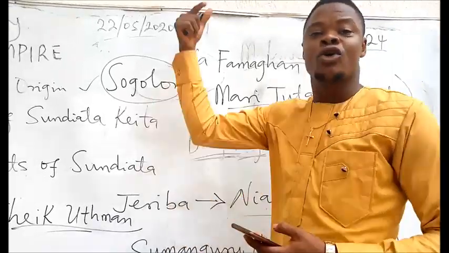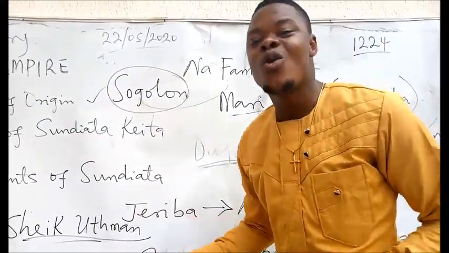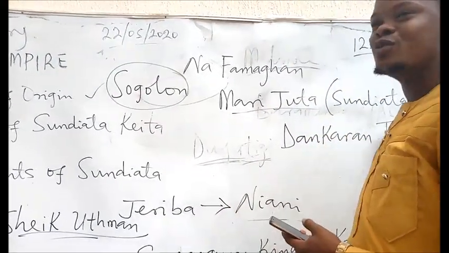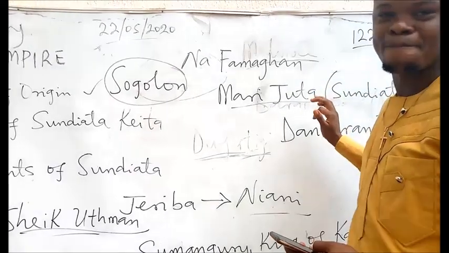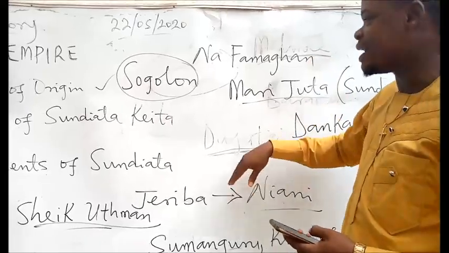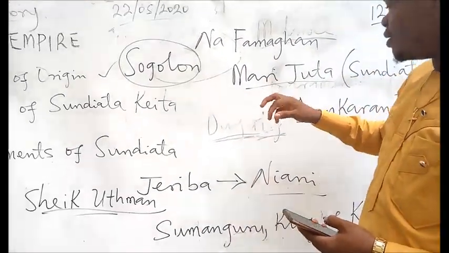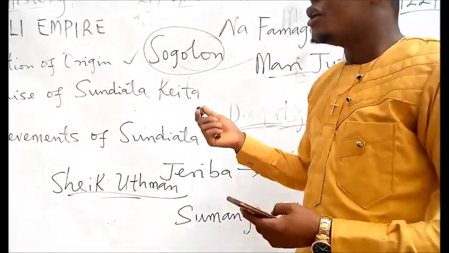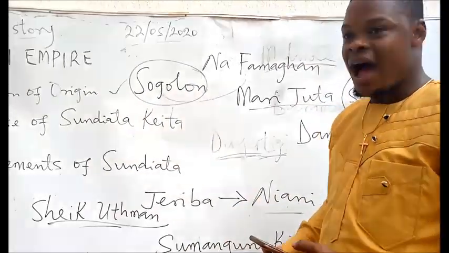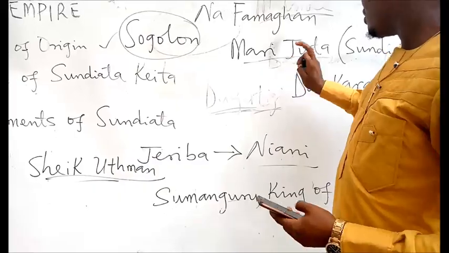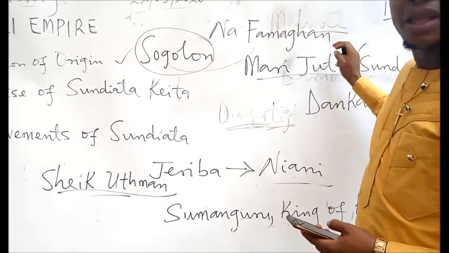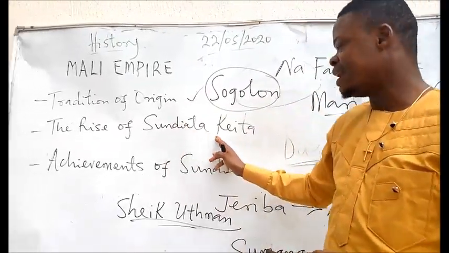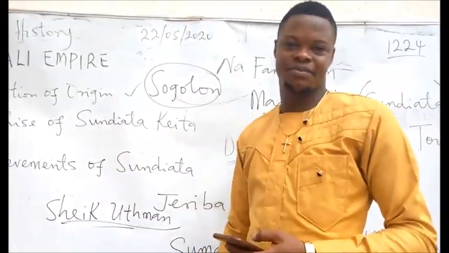What happened? Sumanguru came the second time. Now, when he came the second time, he wanted to finish everybody. And Dankaran Tuman fled. He went into exile. So Sumanguru conquered Kangaba for the second time. So later, the people reorganized themselves and they went and brought Marijuta, Sundiata, from exile to come back and become their leader. So that's how Sundiata Keita became the leader of the empire. Is that clear?